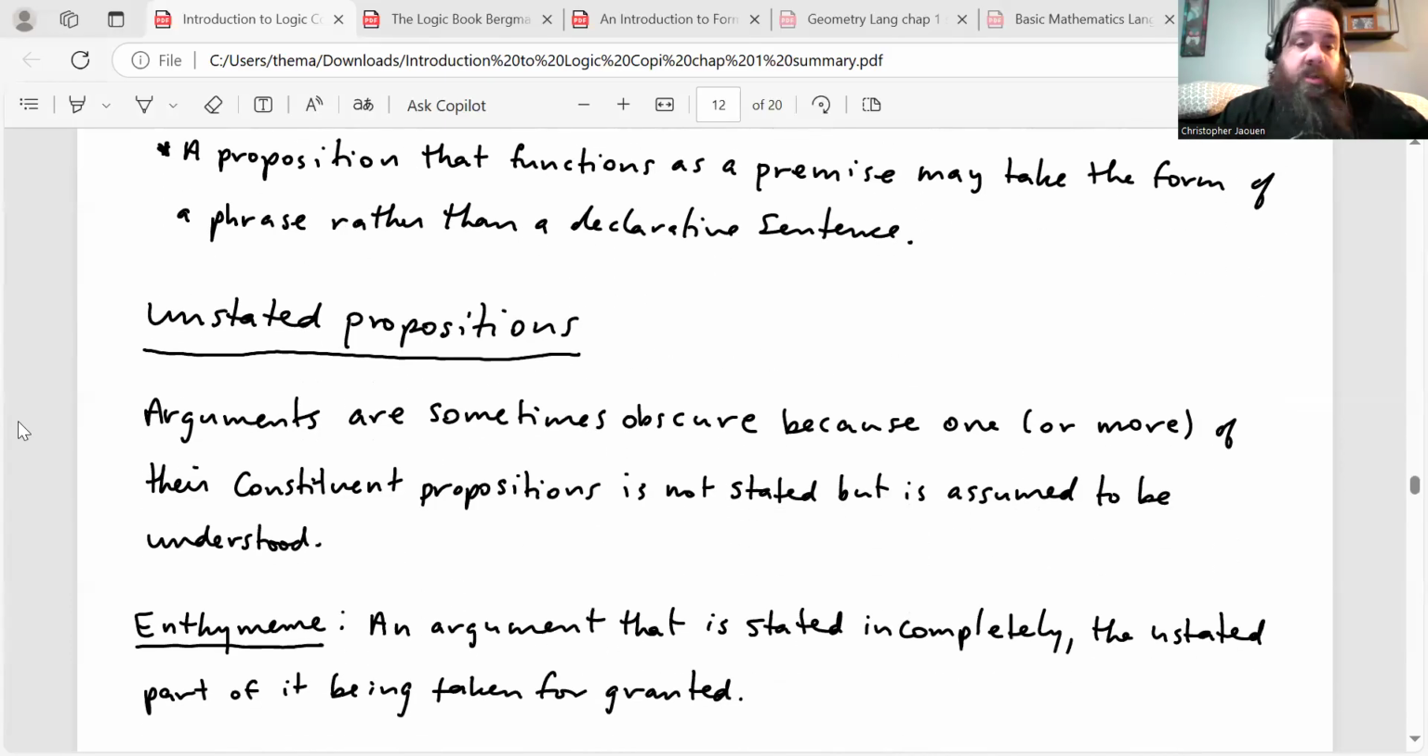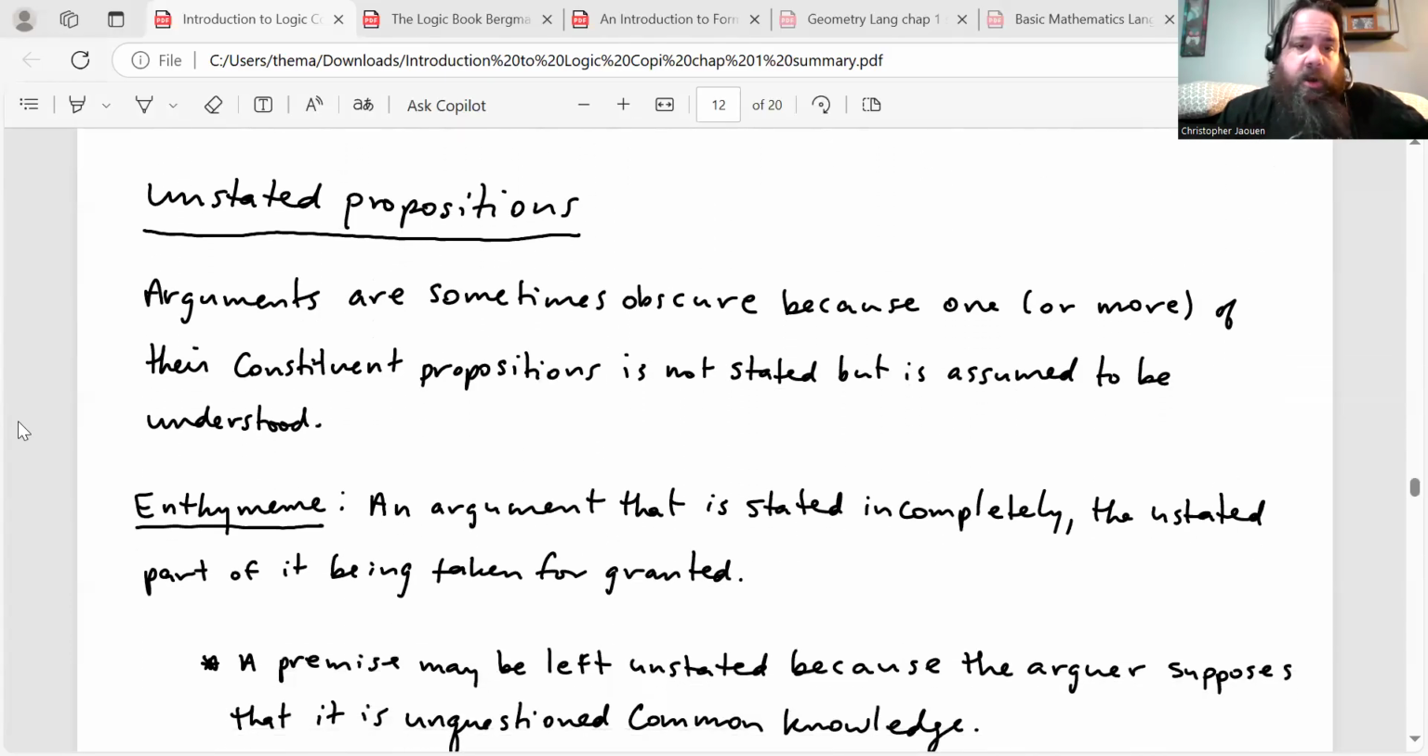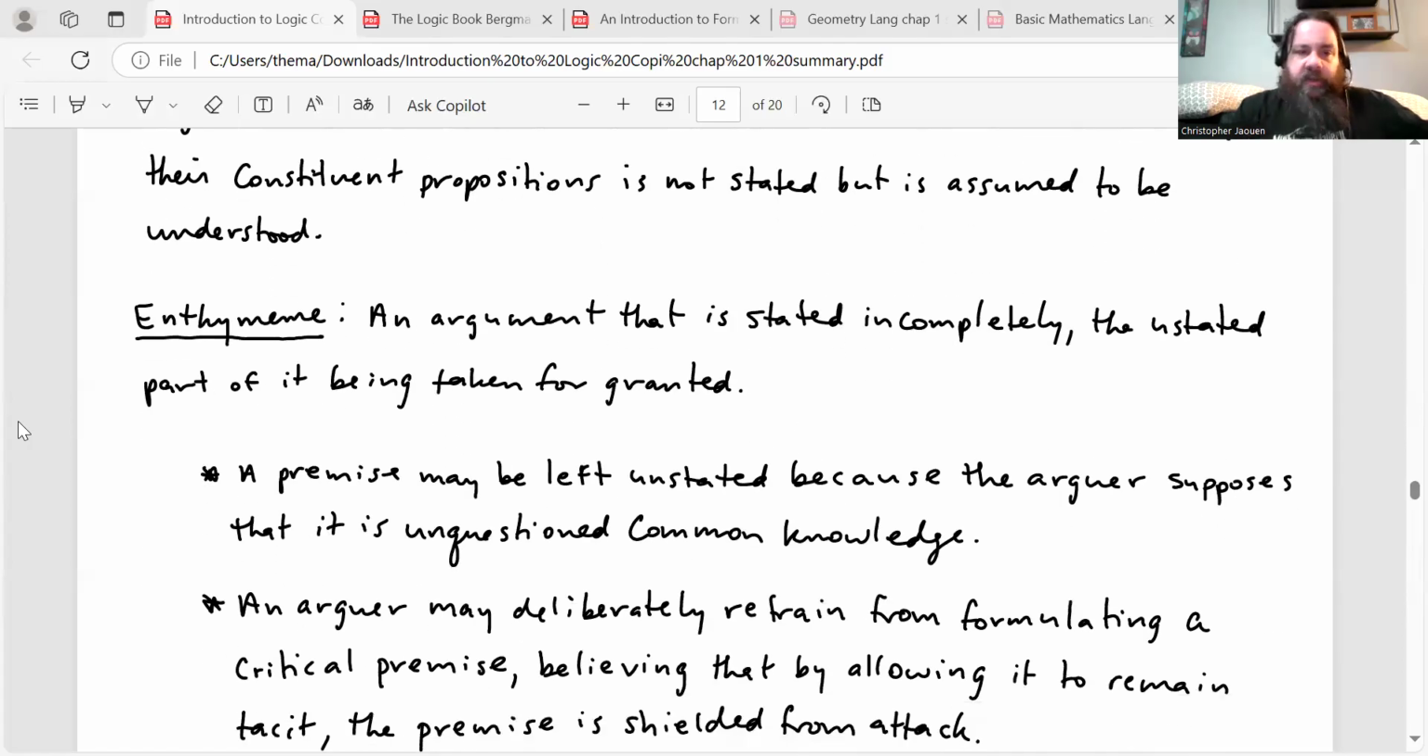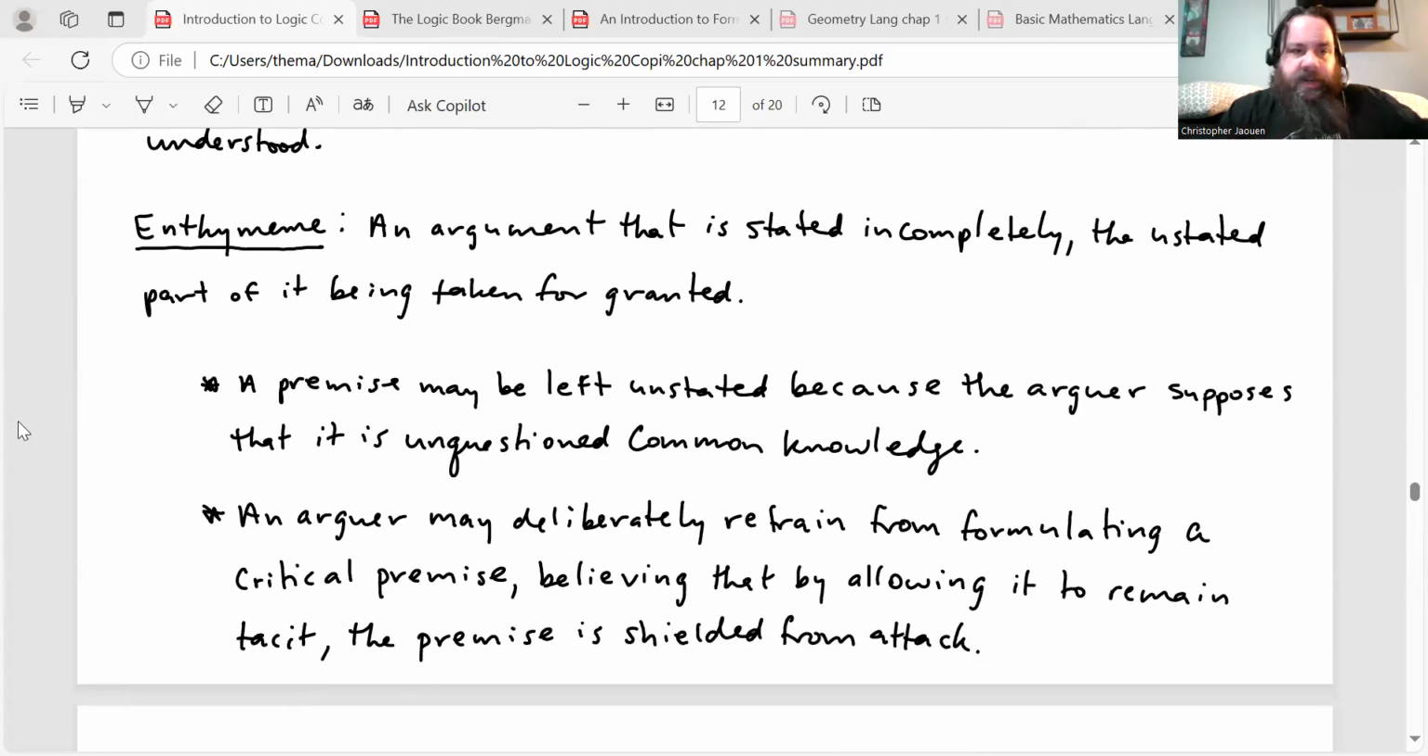Right, then we get to unstated propositions. Arguments are sometimes obscure because one or more of their constituent propositions is not stated but is assumed to be understood. And then we have the definition of an enthymeme here, an argument that is stated incompletely, the unstated part of it being taken for granted. All right, that's what we mean by an enthymeme.